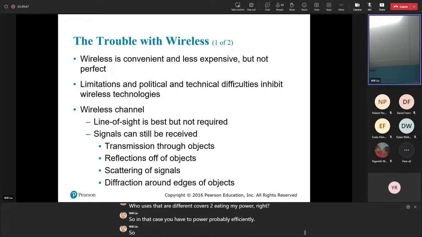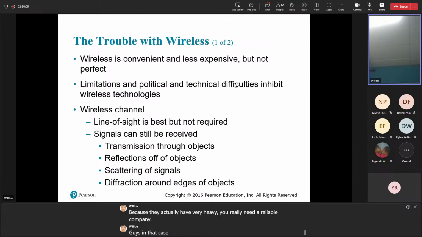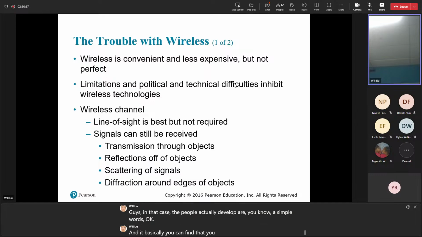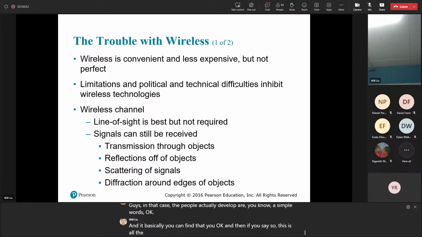Okay? So this actually is the research on this. For example, RSA is the fixed network approach for encryption, okay? And you cannot actually adopt that because it has very heavy requirements. You really need a reliable power supply. In that case, people developed simpler versions, okay? And basically, you can run that on your machine, and that actually saves resources. Okay, so these are all the possible applications.